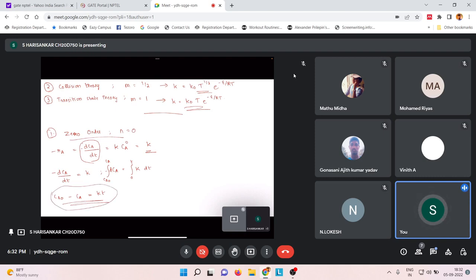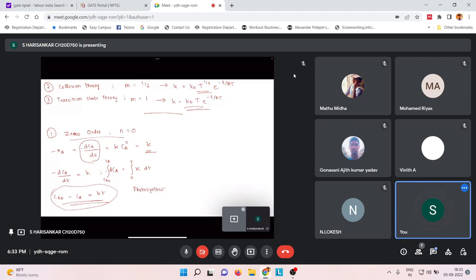So this is the general equation for zero order reaction. Okay. So some of the examples of zero order reaction can be, let's say, photosynthesis. Photosynthesis is the process by which plants take up oxygen and produce chlorophyll, right? So photosynthesis is a very good example for zero order reactions.